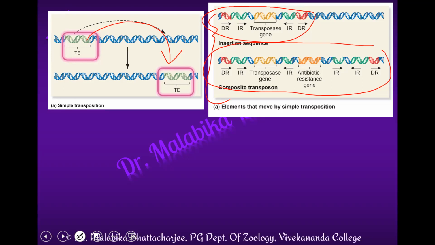For studying this picture, I'm just writing here that there is this DR. DR means direct repeat. And another thing you can see is that IR. IR means inverted repeats. So direct repeats, how do we read it? In the 5' to 3' direction, a direct repeat is T, C, G, A, T. In the same strand at the 3' end also, we will have T, C, G, A, T. So that is a direct repeat.